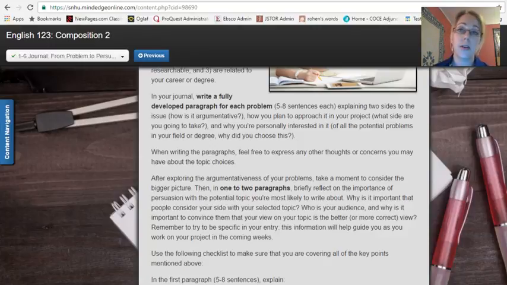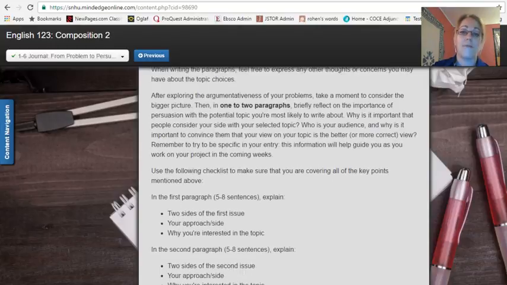And we really do want to select a problem that we're interested in, because that personal interest is going to drive our dedication and our success throughout the term. It's going to keep us interested in it, rather than just picking some random boring problem. Okay, so let's make sure that we're interested in it. After exploring the argumentativeness of your problems, a paragraph each, we want to make sure that we're thinking about the bigger picture, okay? And then we're going to write 1 to 2 paragraphs that reflect on why it is important that we persuade our audience on this given topic that we're going to be writing about. Why is it important for people to consider your side of this selected topic? Why should they listen to your persuasive argument about it?